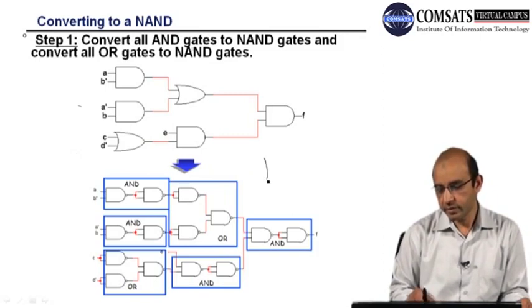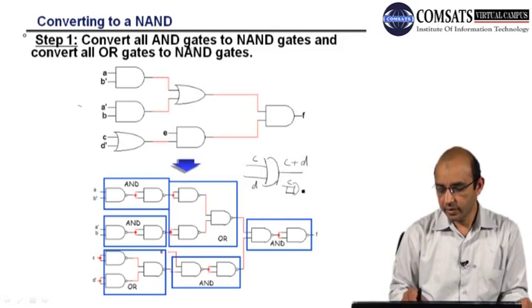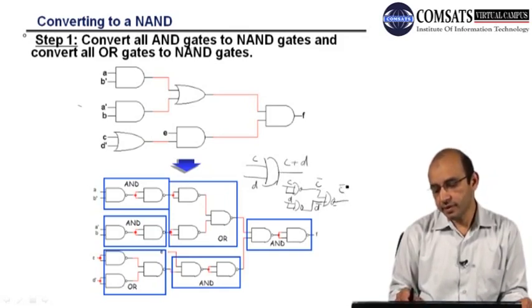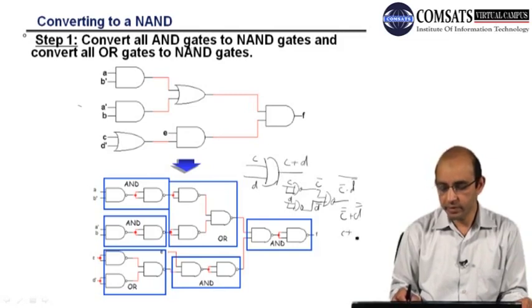So here, if you look, we have an OR with two inputs, C and D, so I will have C plus D. If I invert each input, this is C bar and this is D bar, and then C bar dot D bar whole bar, so that is C double bar plus D double bar. Break the line, change the signs.